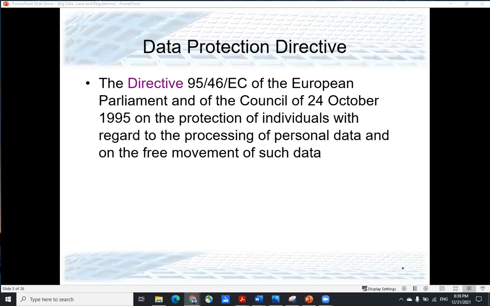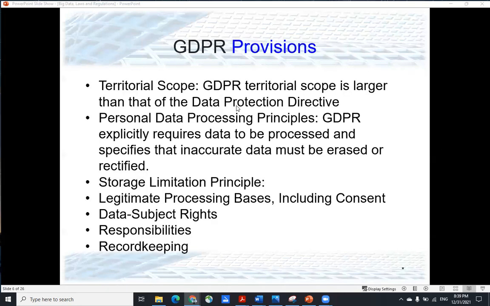Some European Union countries didn't really have to follow it. They could take those directives and customize them to their own countries. But the GDPR is required for all member states of the European Union. So that's one big difference between the directive and the GDPR. The GDPR itself has a lot of provisions, and it has 99 articles.